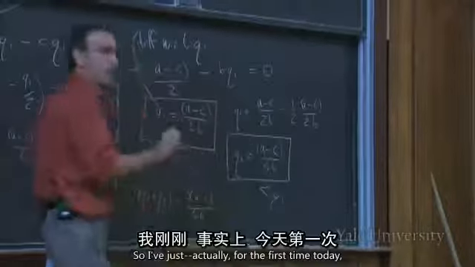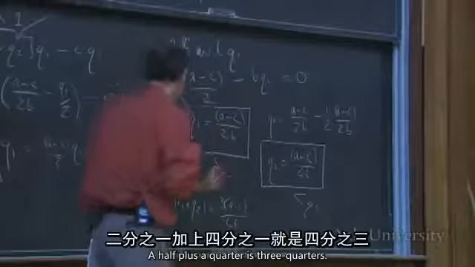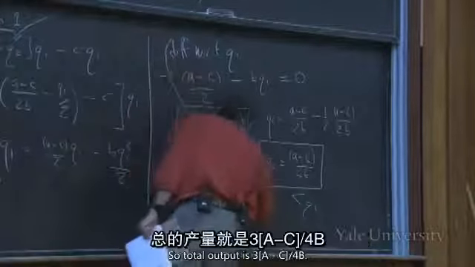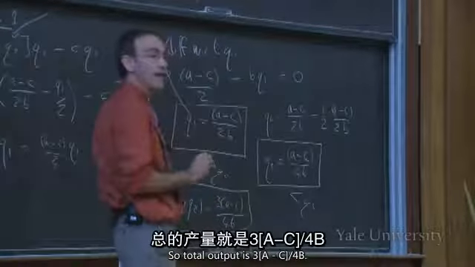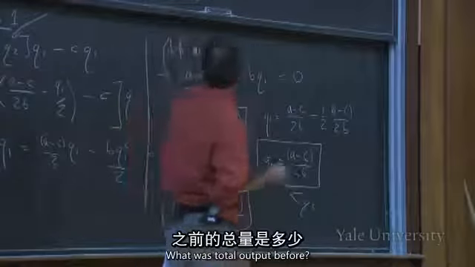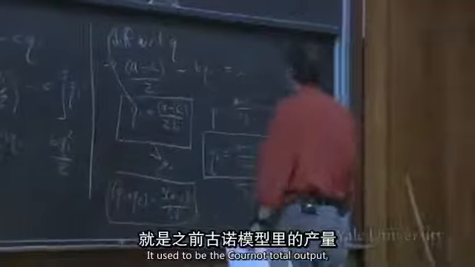I actually, for the first time today, skipped a step, but is that okay? A half plus a quarter is 3/4. Okay, right. So total output is 3(A minus C) over 4B. What was total output before? Right, it used to be the Cournot total output.